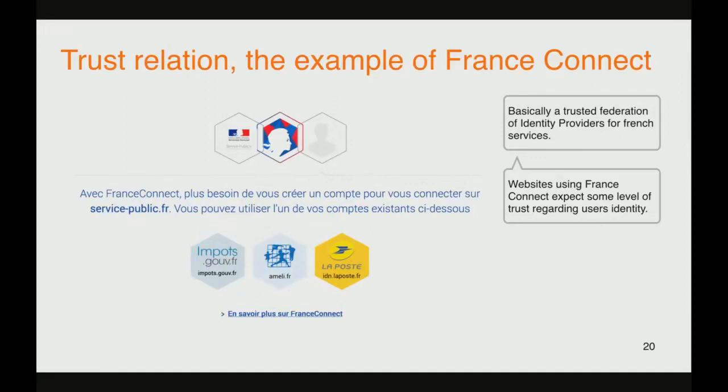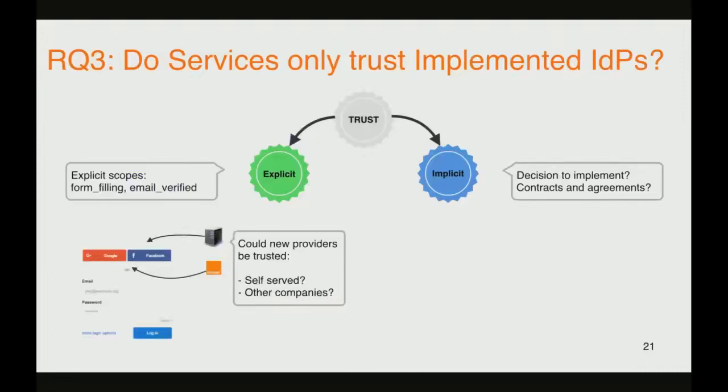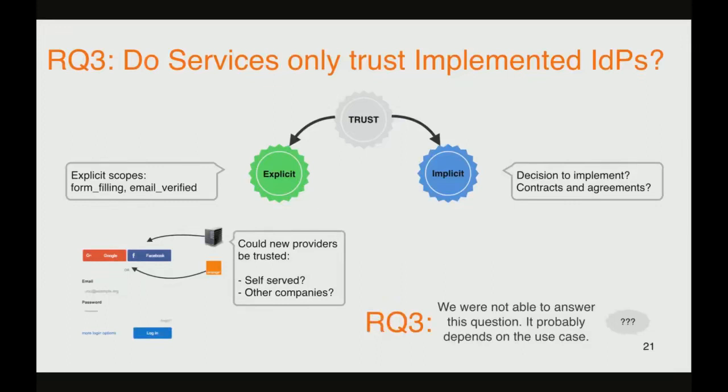So can we find some example of this in the wild? We look at the collected data, and we found no example of explicit trust scope that will have some meaning of trust, some type of data that will be trusted by the website that are requesting them. So the hypothesis is that if there is a trust relation between the website and the identity provider, it's invisible from a technical point of view, and it's probably due to agreement or condition of use. And we didn't study that part.